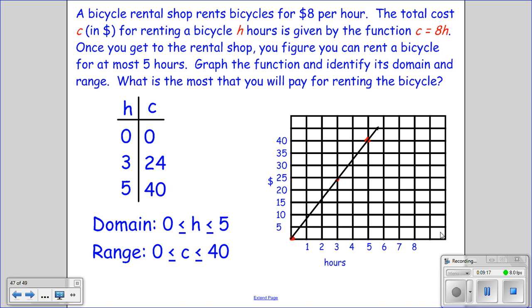Our range starts at 0 and goes up to 40. So 0 is less than or equal to C, is less than or equal to 40. What is the most that you'll pay for renting the bicycle? The most that we will pay is $40.